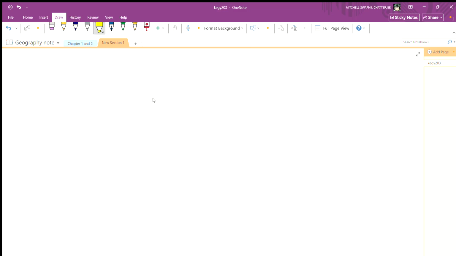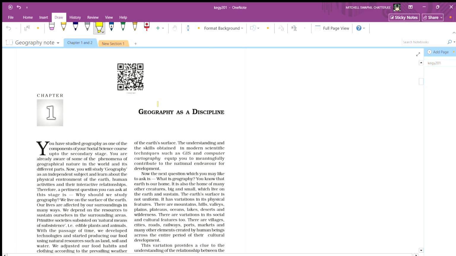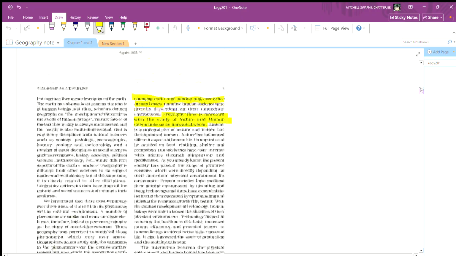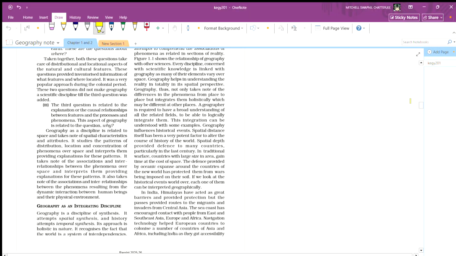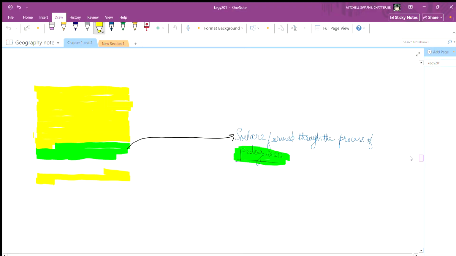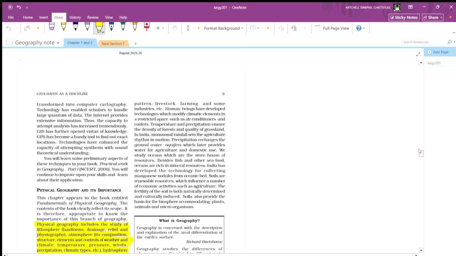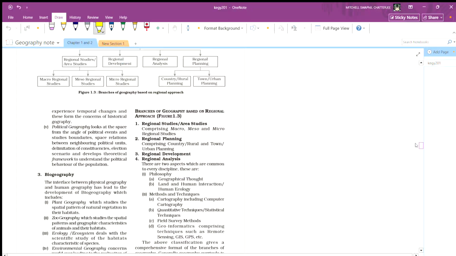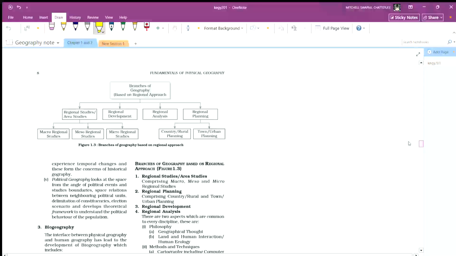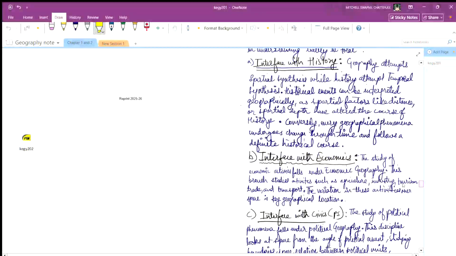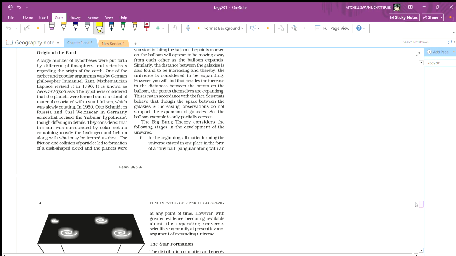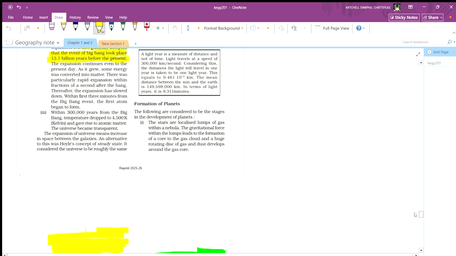The previous chapter, chapter 2, tells about how the crust is made, the formation of the Earth.